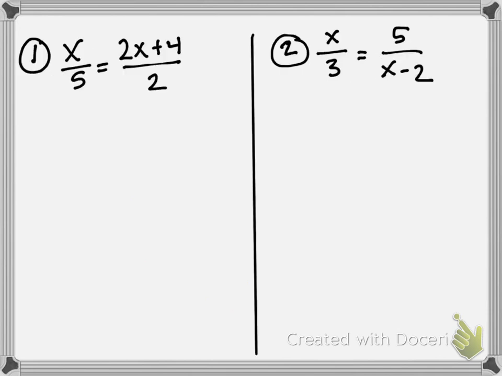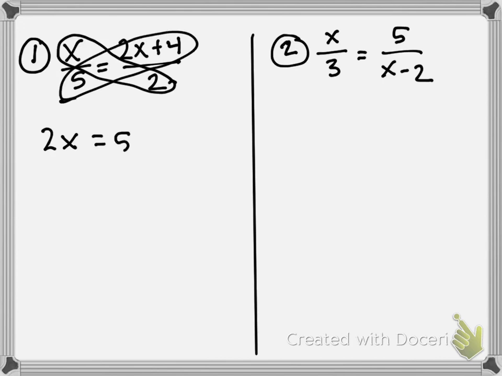So let's take a look at these two examples. Notice they're both one fraction is equal to another fraction. So we're going to solve these using cross products. So here I have x times 2, so I write that as 2x. And here I have 5 times 2x plus 4.